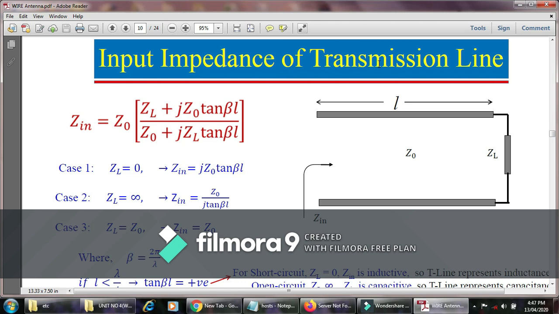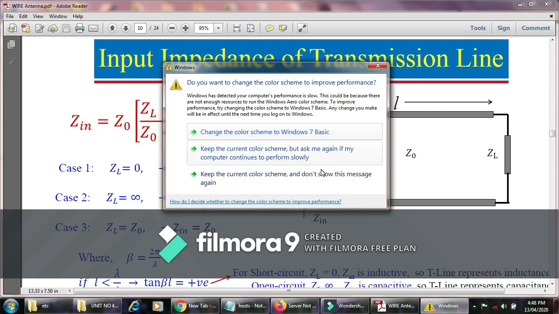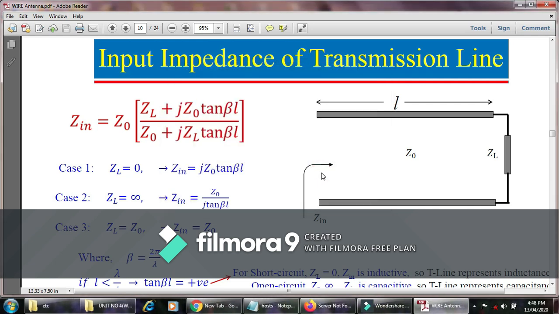In the first case, where ZL is equal to 0, in the above equation ZL equal to 0 in the numerator means Z0 inside the bracket, jZ0 tan beta L, upon, in the denominator, Z0. The Z0 in the numerator and denominator cancels, and the equation for the input impedance becomes Zin equals jZ0 tan beta L.